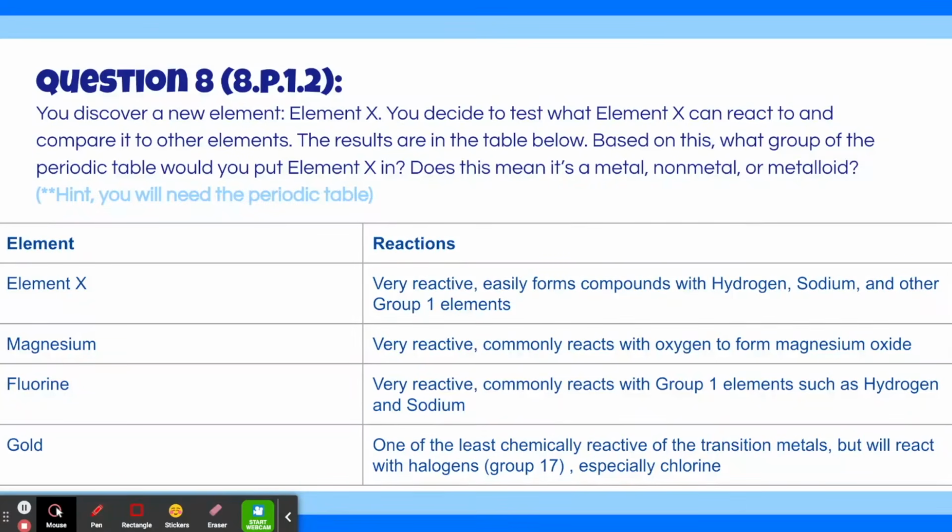Okay, moving on to question 8. You discover a new element, element X. You decide to test what element X can react to and compare it to other elements. The results are in the table below. Based on this, what group of the periodic table would you put element X in? Does this mean that it's a metal, nonmetal, or metalloid? You will need the periodic table, and you're probably going to need to pause the video.